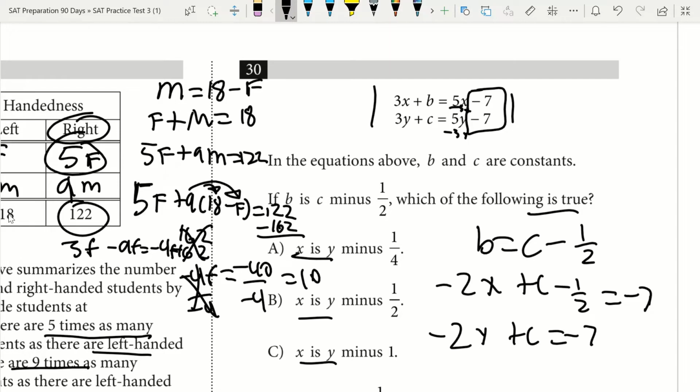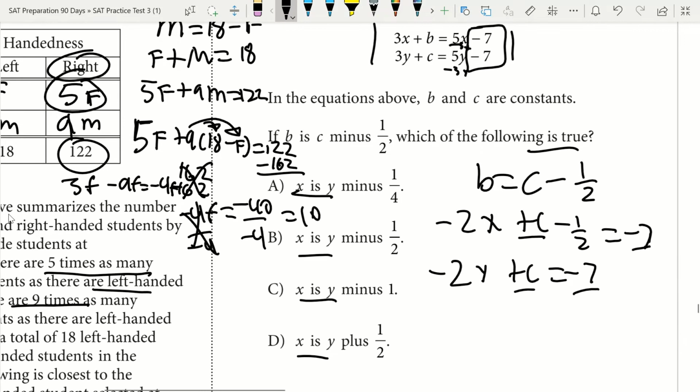So at this point, I see both my equations have plus c. They both equal negative 7. I see I have negative 2x, right? Well, what is x going to have to equal for these equations to be the same? Well, I need to get rid of this minus 1/2 because I don't have that in my bottom equation. So I want to get rid of it. So x is going to have to be, we'll go ahead and write it down right now. We know there's going to have to be a y in for x, right? Because we have to have negative 2y from right here. So we know there's going to have to be a y there. And we know we have to have plus 1/2 to get rid of that minus 1/2.